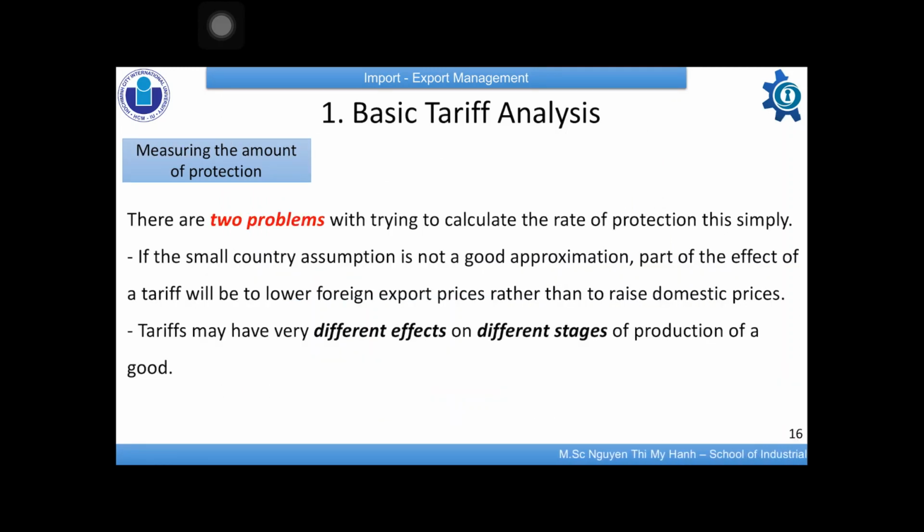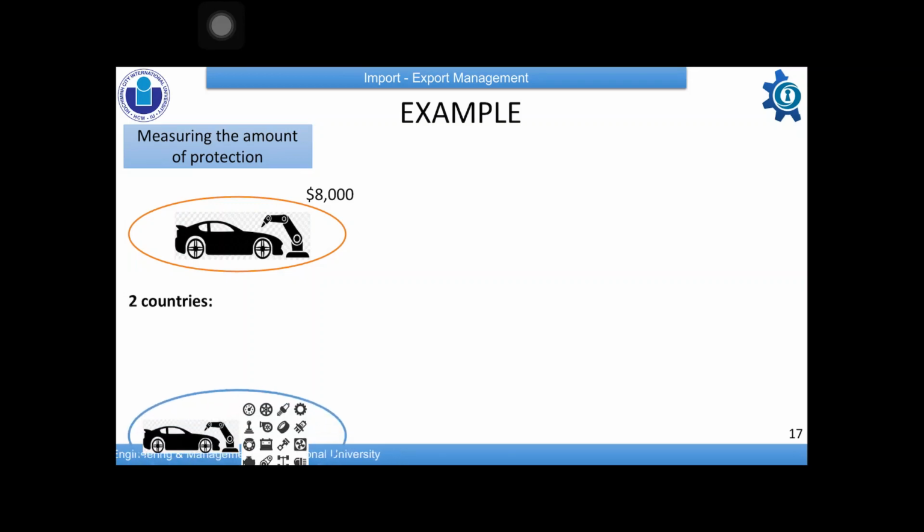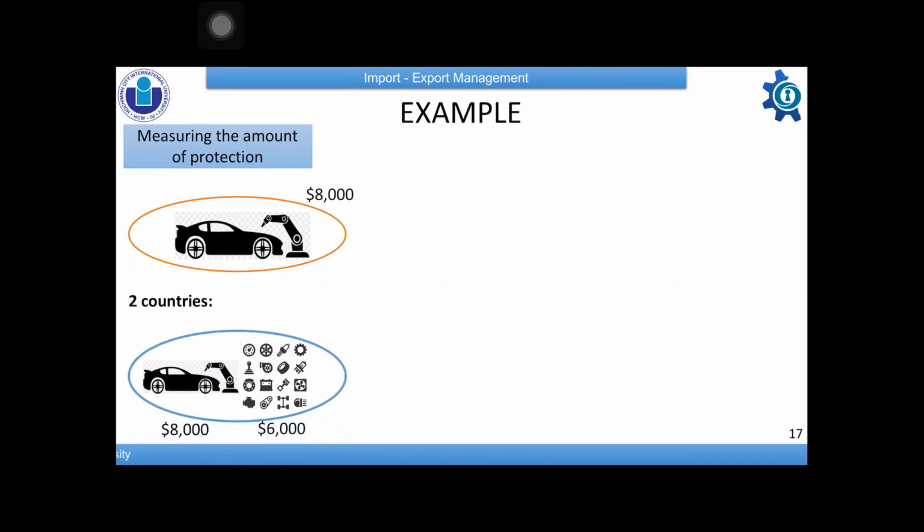The second note you have to pay attention to is that tariff will have different effects on different stages of the production of a product. To prove this, I will show you an example so that you will understand more. We have two countries. The first country wants to develop the assembly factory, and the second country already has this assembly factory and now wants to develop the parts of the cars. The price of a finished car is $8,000, and the price of the parts is $6,000. So at first we will have the parts, right?